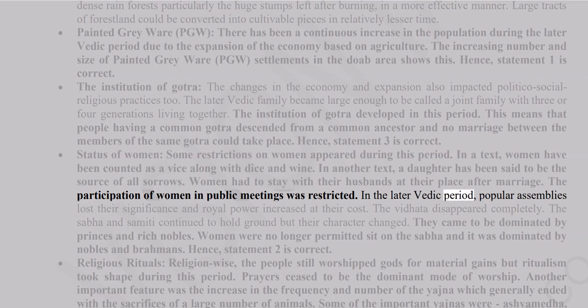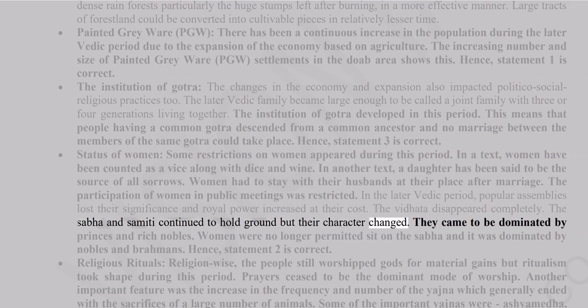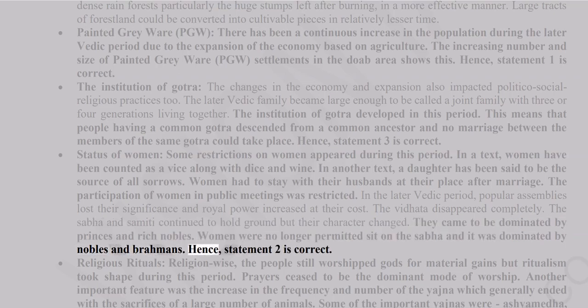In the later Vedic period, popular assemblies lost their significance, and royal power increased at their cost. The Vidatha disappeared completely. The Sabha and Samiti continued to hold ground, but their character changed. They came to be dominated by princes and rich nobles. Women were no longer permitted to sit on the Sabha, and it was dominated by nobles and Brahmins. Hence, statement 2 is correct.